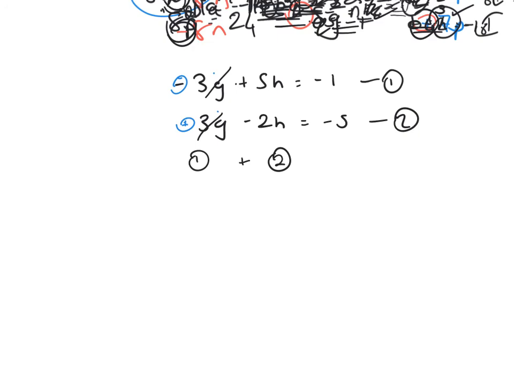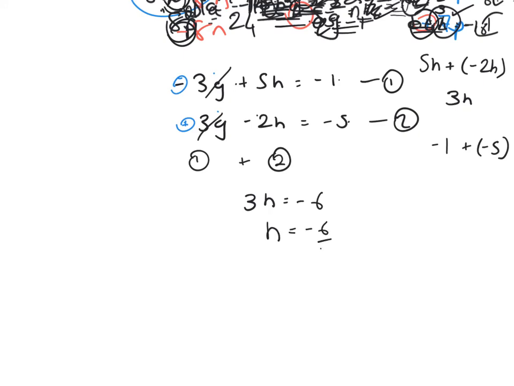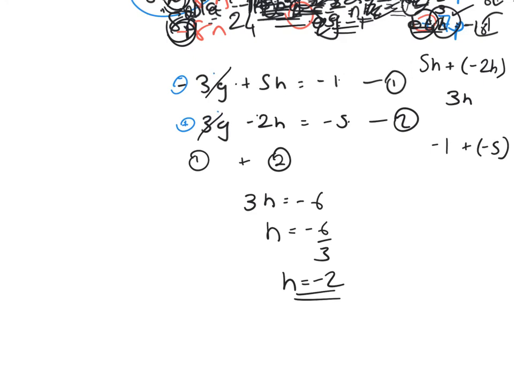5h, and I'm going to add on minus 2h. Well, that will give me 3h. And then that's equal to minus 1 plus minus 5. So I've got minus 1 and I add on minus 5, brings me down to minus 6. Bring the 3 down and divide. H equals minus 6 over 3, and h equals minus 2. H equals minus 2.